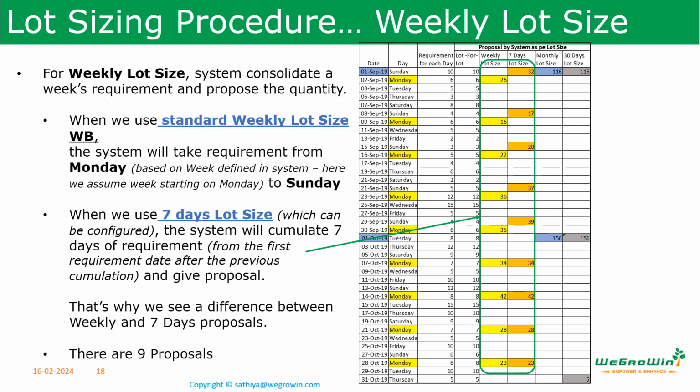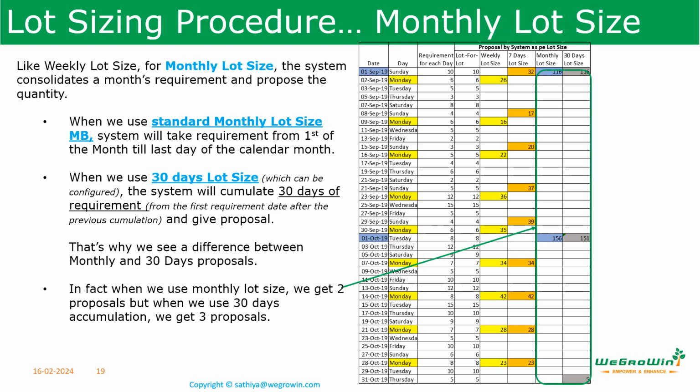Okay. Now when we are talking about lot for lot, we had 38 proposals. Now when you go for this weekly lot size or 7 days, it is reduced to around 7 proposals or maybe 9 proposals. Like this, it is reduced. The next option is monthly lot size. Monthly lot size means system will say 1 to 30, for example. It will say what is the requirement from 1 to 30, which should be available on the first of the month. That's what system will take for the monthly lot size. Now it will add everything and give it.